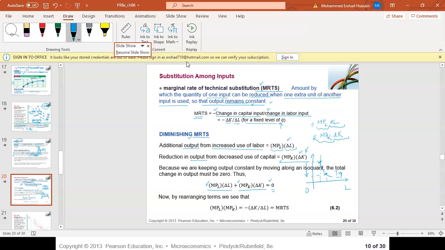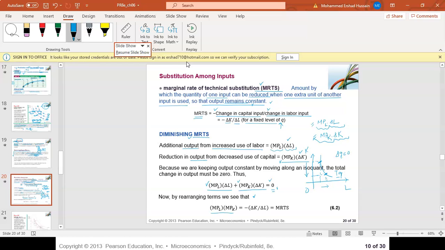When we are reducing capital and increasing labor, what happens? Output remains the same. The change in Q is 0. Output does not change, right? So now we simplify this.